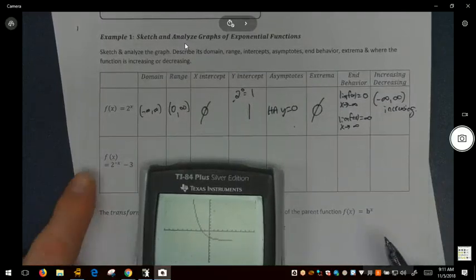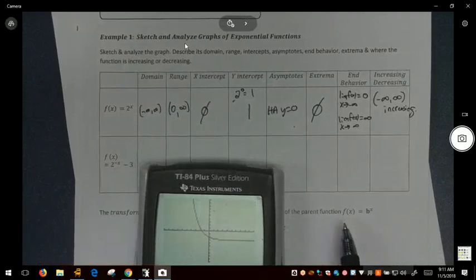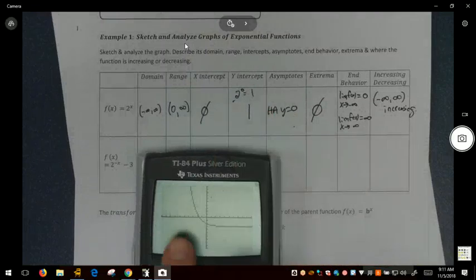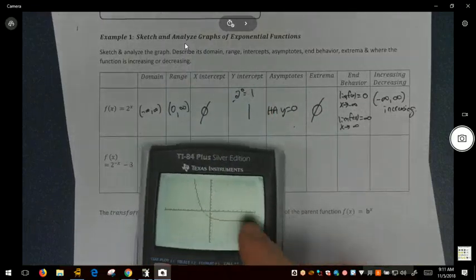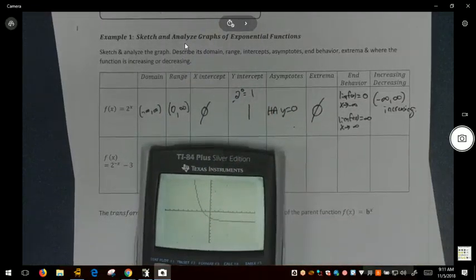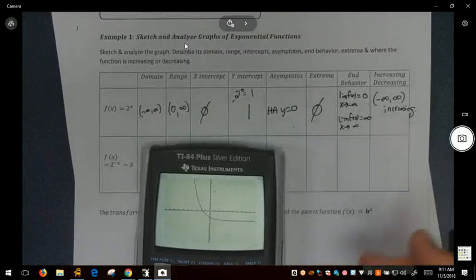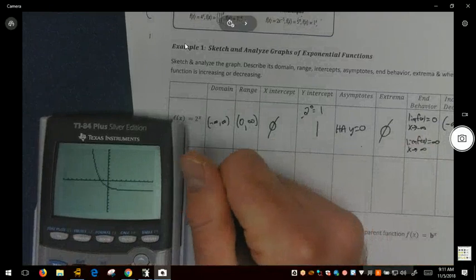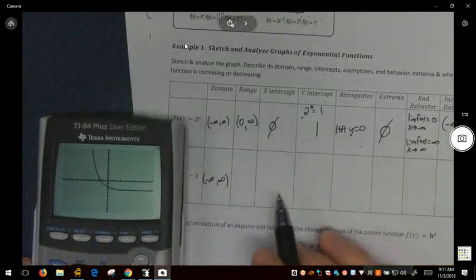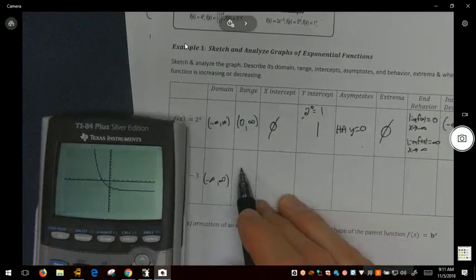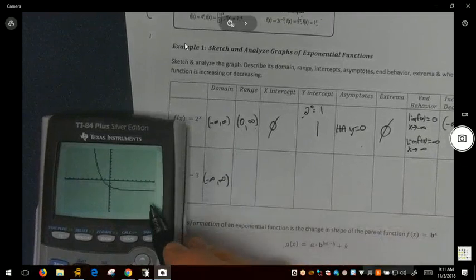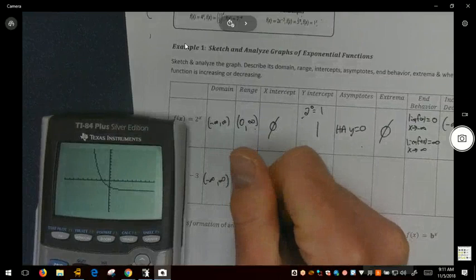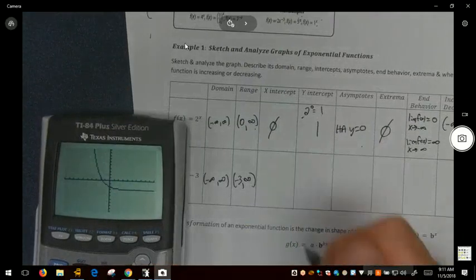Now we have a reflection across the y-axis. Instead of coming up over here, it comes up over here. Instead of coming down on the left, it comes down on the right. It flipped across the y-axis, and it shifted down 3 units. So now our domain for exponential functions is still negative infinity to positive infinity. This time, though, instead of our range being 0 to infinity, because it was shifted down 3 units, it will be -3, but not including -3, and then rising infinitely on the left.